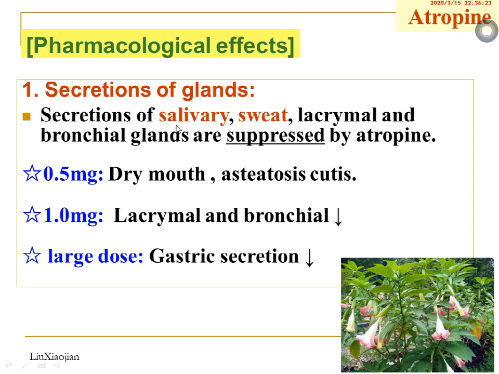Especially the salivary and sweat glands are more sensitive to atropine. When we use atropine at a relatively very low dose, just about 0.5 mg, the patients will feel dry mouth and dry skin. With the dose increase, lacrimal and bronchial gland secretion can also be decreased by atropine. When atropine is used in a relatively large dose, even gastric secretion decreases. But actually, the common therapeutic dose of atropine has a very weak effect on gastric secretion.